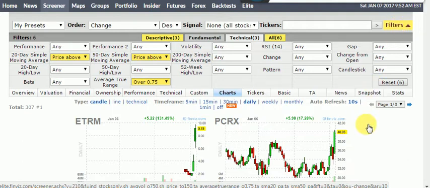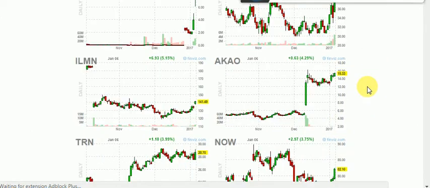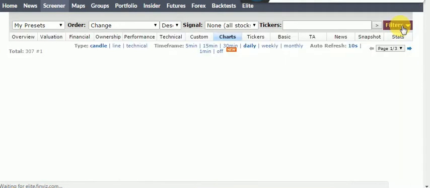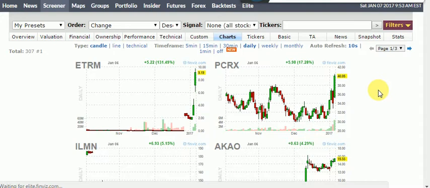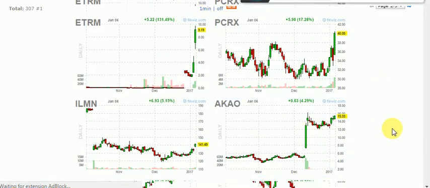Filters. Okay, let's quickly see what we have. So 3 pages. This should make things a bit easier than 5 pages. Let's see. Let's see if I can find 1 or 2 good ones. Right, AKO is one of the good ones. Any pullback can be bought. So is TSRO.